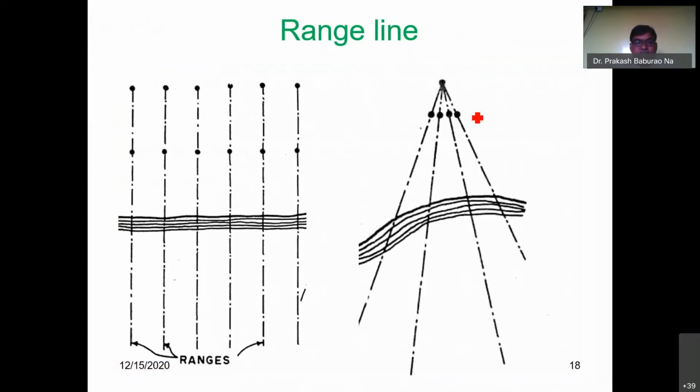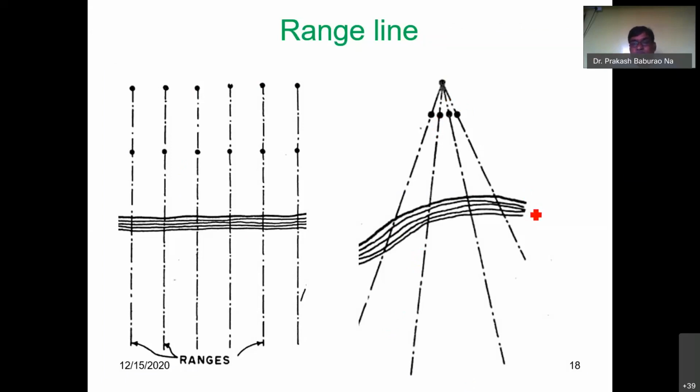Then what about the range line? You see, these are the parallel lines. If that is not possible, then you have to locate one place on the shore side, and by placing the different angles, see, this is now the first line, second line, third line, but it doesn't have the intervals.